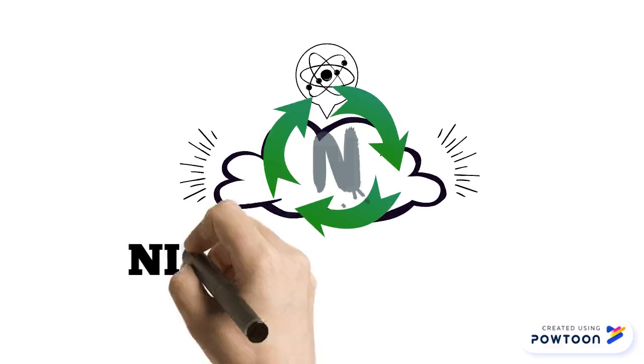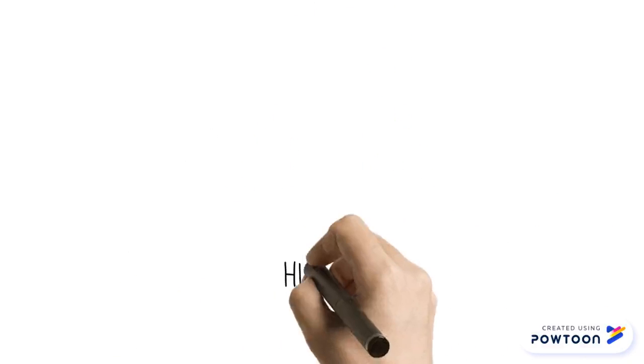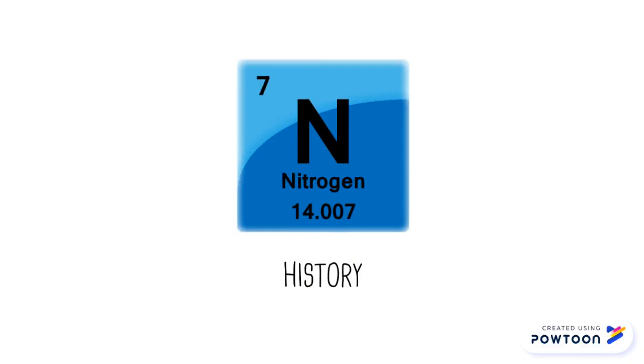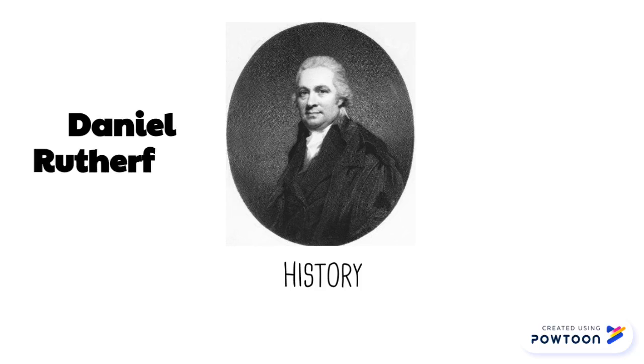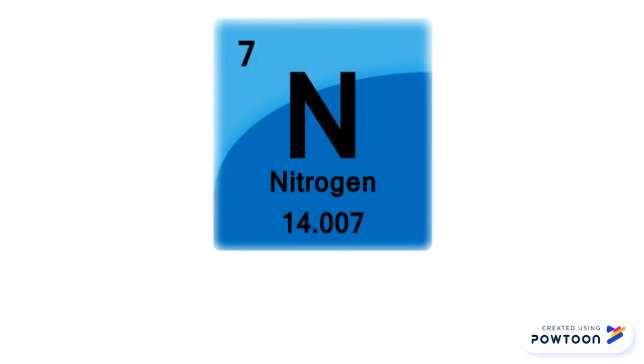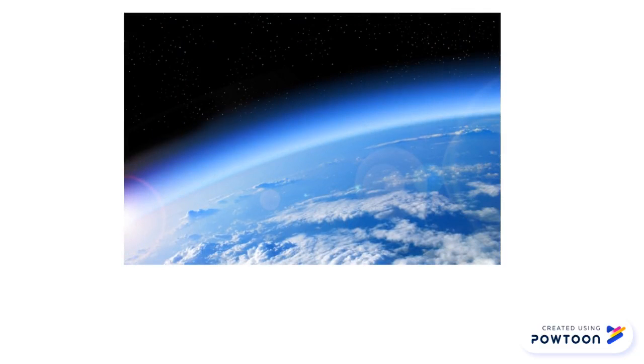Today, we are talking about nitrogen. History of nitrogen. Nitrogen was discovered by the Scottish physician Daniel Rutherford in 1772. Nitrogen is the fifth most abundant element in the universe and makes up about 78% of the Earth's atmosphere.